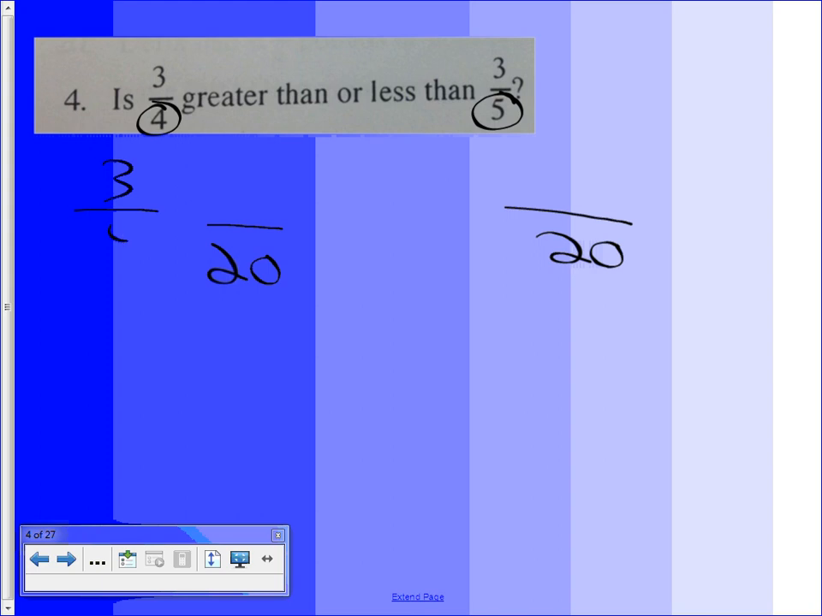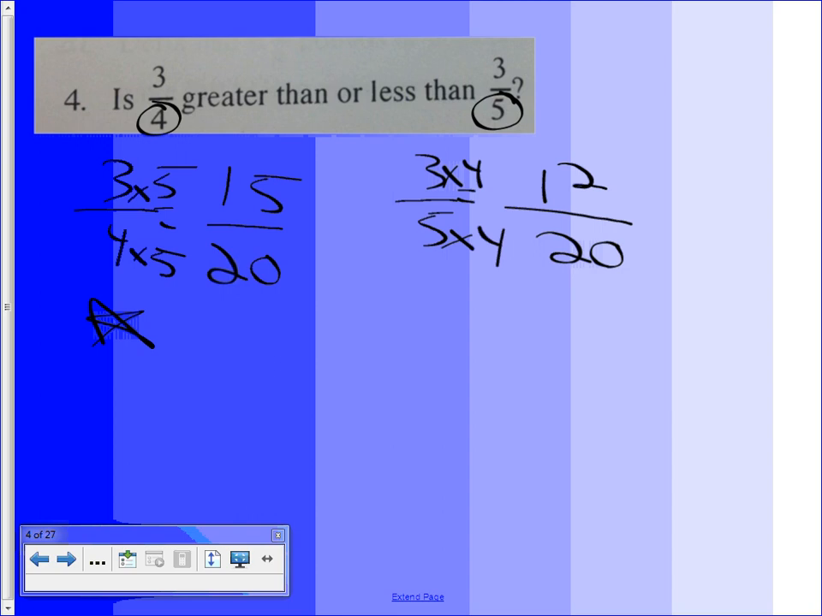Change 3/4 into 20, 3/5 into 20. 4 times 5 is 20, 3 times 5 is 15. 5 times 4 is 20, 3 times 4 is 12. 3/4 is larger than 3/5 because 15 is larger than 12. So the question is 3/4 greater than or less than 3/5? It is greater.